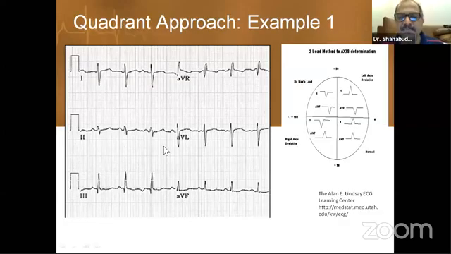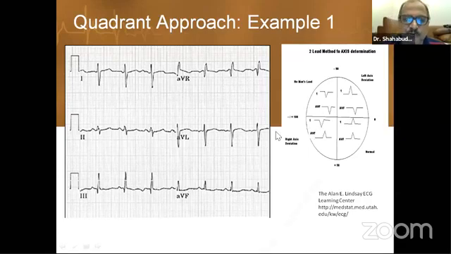Now let's see an example. Here are lead 1, 2, 3, AVR, AVL, and AVF. We will take lead 1 and AVF. Here lead 1 is either negative or positive; I think here it is negative. So lead 1 will be like that. And here the AVF is positive. So in lead 1 it is negative and in AVF it is positive. It is right axis deviation. It falls in this section.